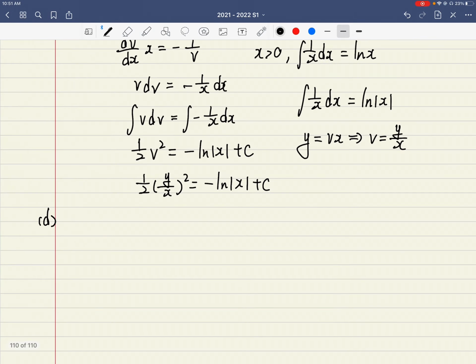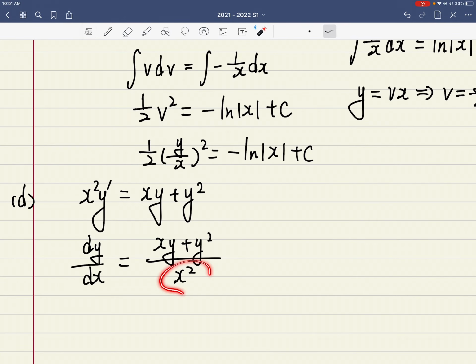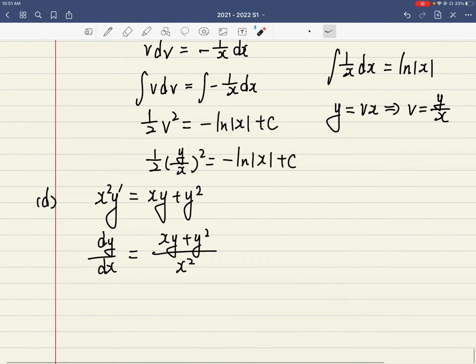Okay, part D. Part D is also separable. So, sorry, it's not separable, it's homogeneous. Again, why is it homogeneous? Because if you move x to the right-hand side, it will be a fraction. And for the fraction, you can see all powers are 2. The bottom is a power of 2. The top here is a power of 2. So x times y is still power of 2. So both the top and the bottom are of power 2.